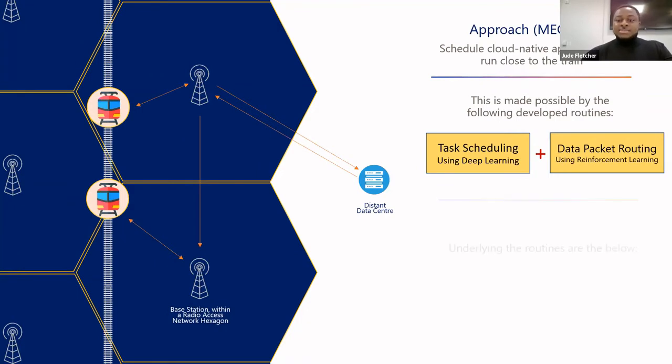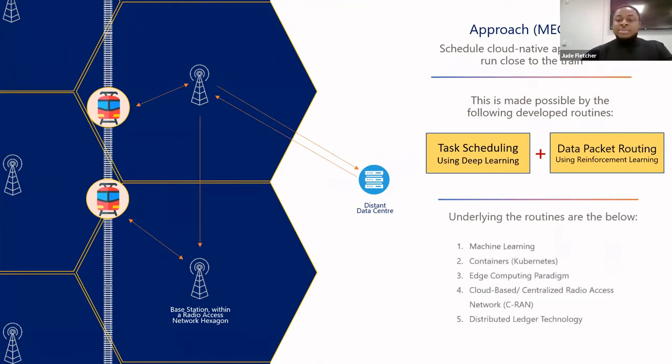The application performs as though it has access to unlimited resources, through the very efficient and optimized way it is being scheduled. Underlying these routines, some of the technologies I've used are machine learning, and Kubernetes containers wrapping the applications, picking the application up and depositing it on another server. I've also used edge computing. The edge computing paradigm is the foundation of the work that we are doing.